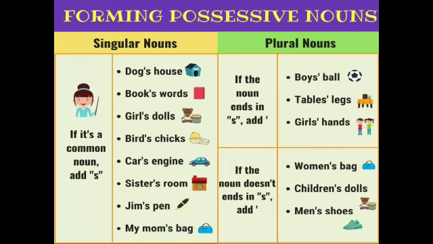Now the next thing, if the noun doesn't end in s, what will we do? If it is a plural word but it is not ending with s, then we can add apostrophe s with that. Like you can see women's bag. Okay, when we write about a singular woman, then we write woman. Here it is written women. It means there are more than one woman. Okay, so women's bag, children's dolls, men's shoes. So like this we can show the possession of a singular noun and a plural noun.